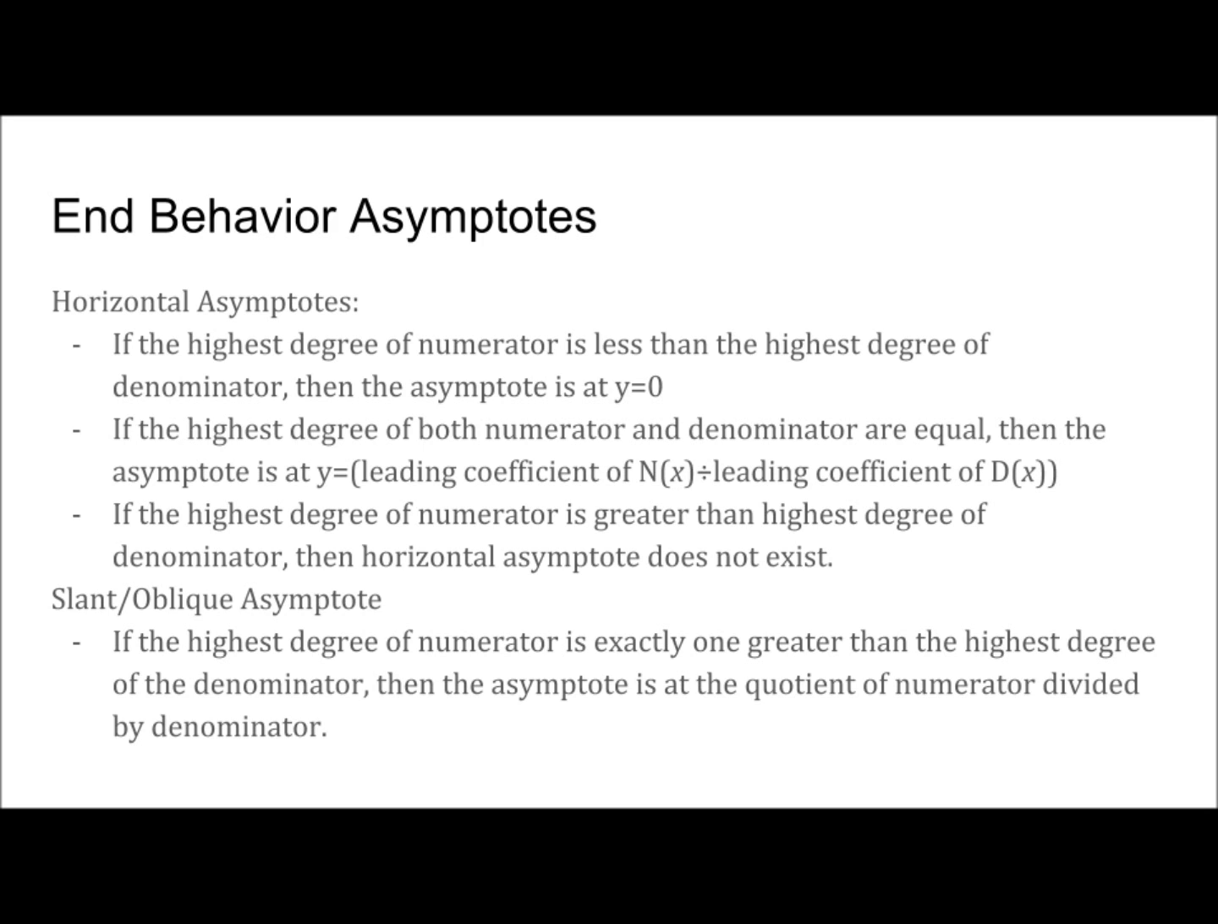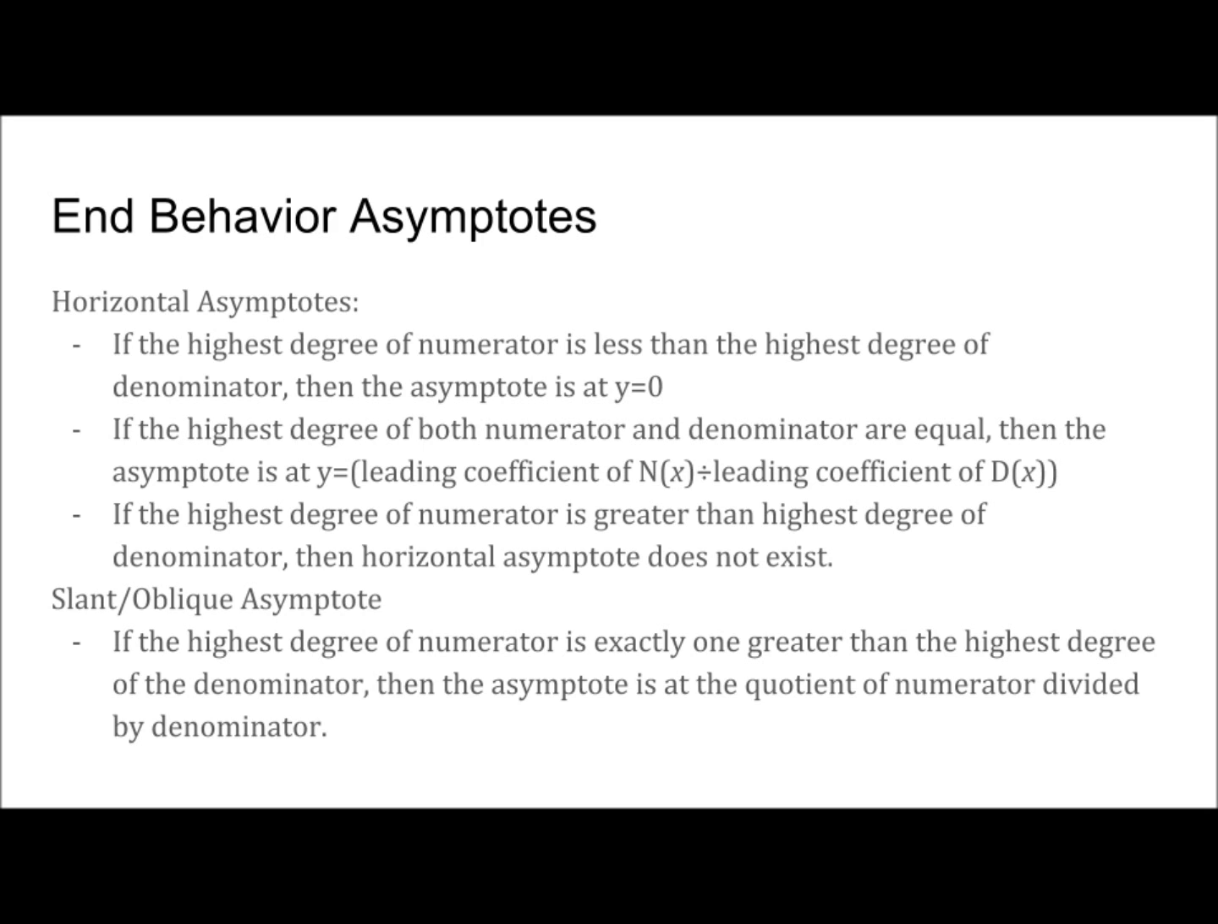For end-behavior asymptotes, there are horizontal and slant asymptotes. If the highest degree of the numerator is less than the highest degree of the denominator, then the asymptote is at y equals 0. If the highest degrees of the numerator and the denominator are equal, then the asymptote is at y equals the leading coefficient of the numerator divided by the leading coefficient of the denominator. If the highest degree of the numerator is greater than the highest degree of the denominator, then the horizontal asymptote does not exist.